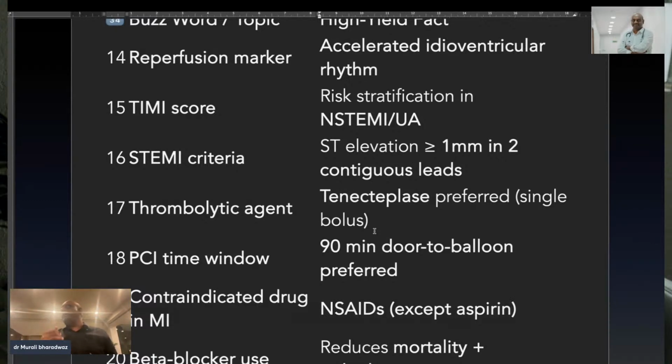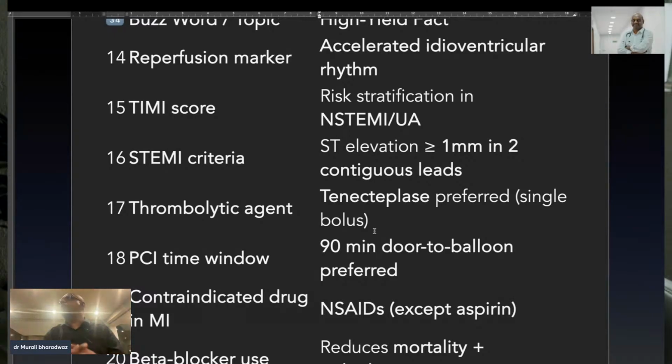Whenever you are stratifying a patient, what is his risk of developing non-STEMI or unstable angina to progress towards MI? TIMI score will help you, right? So what is non-STEMI? Non-ST elevation MI and unstable angina. In both of them, ST is not elevated, though there is a very severe ischemia. Then how do you differentiate? Non-STEMI is having elevated cardiac enzymes, but unstable angina does not have. That's the reason unstable angina is called pre-infarction angina, is what we need to remember.